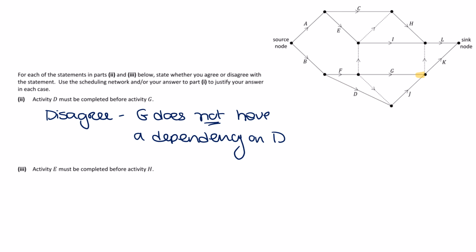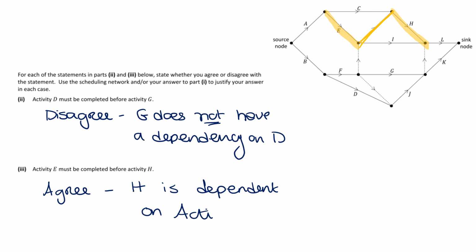And then it asks about activity E must be completed before H. So here's E. Go back to my highlighter. There's E and there's H. That one is true because we have this dummy connecting them. So this one I agree with. H is dependent on activity E. So you can see that dependency there.